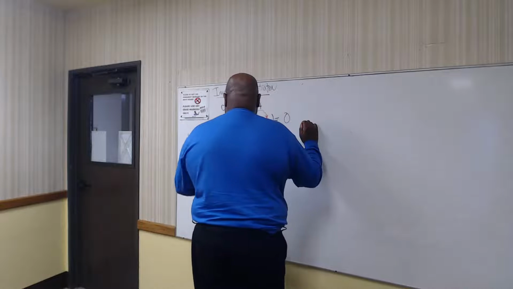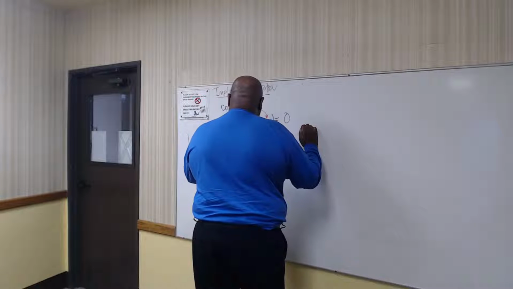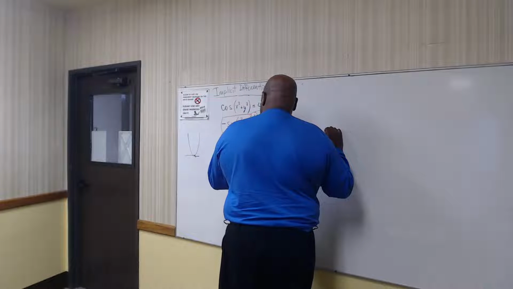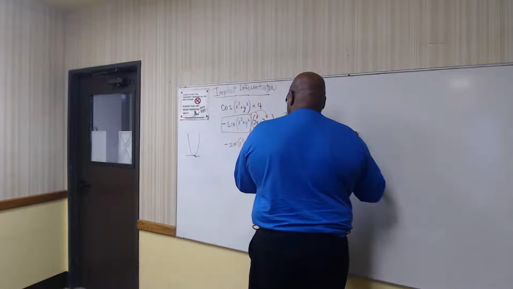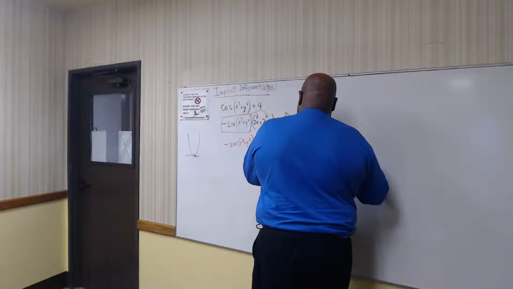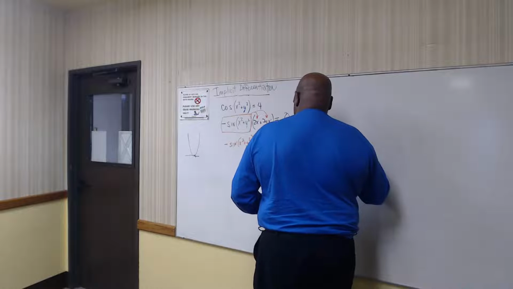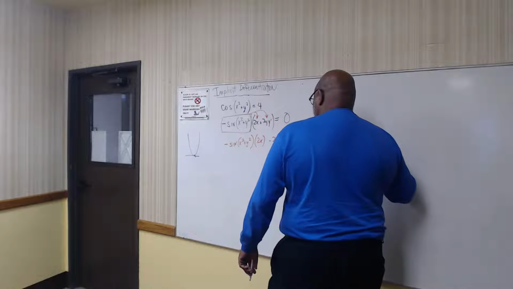Which is why teachers do that. So we distribute this term. The first we get minus sine x squared plus y squared times 2x. And over here we get minus 2y y prime times minus sine x squared plus y squared equals 0. So now, almost there.